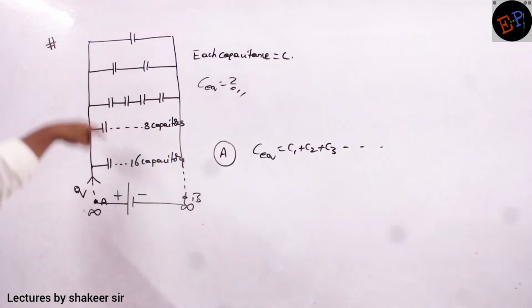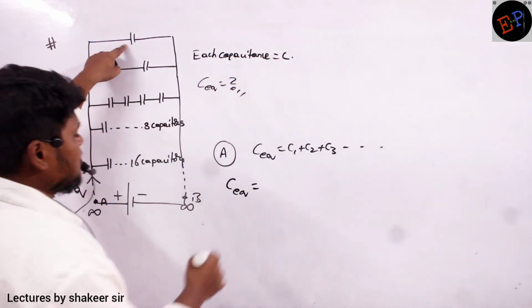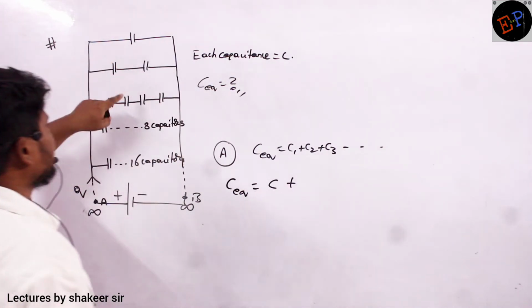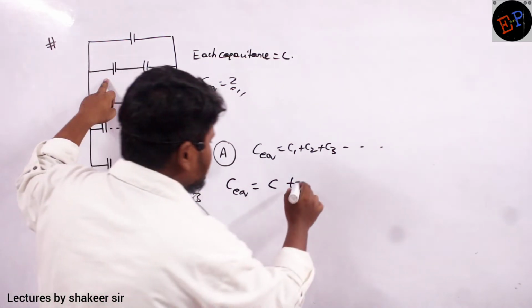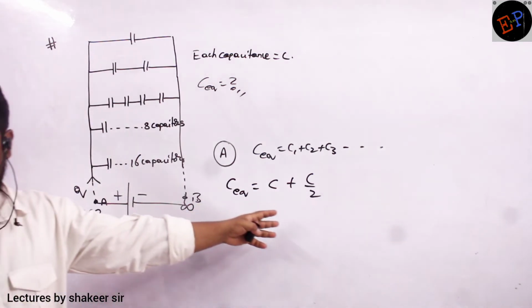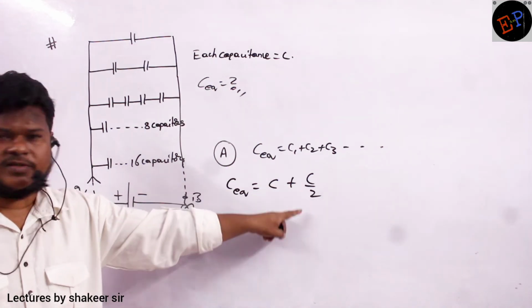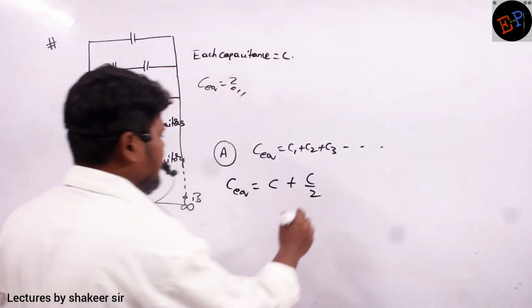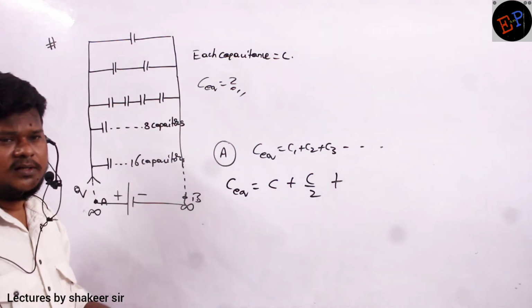That's all, no? Start from here. So C equivalent is, capacitance of first one is C. And here I have 2 capacitors connected in series connection. So therefore, equivalent capacitance will become C by 2. No need of explaining this one, no? 1 by C plus 1 by C, 2 by C, reciprocal of 2 by C, C by 2. Clear, no? Similarly, in the third branch, 4 capacitors, they are connected in series.